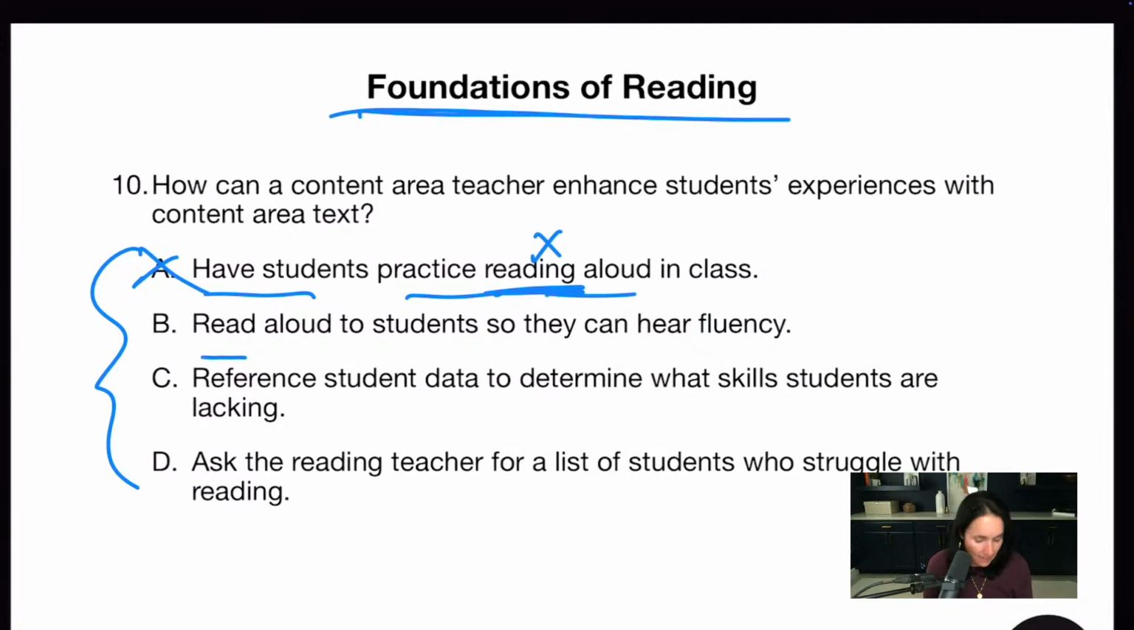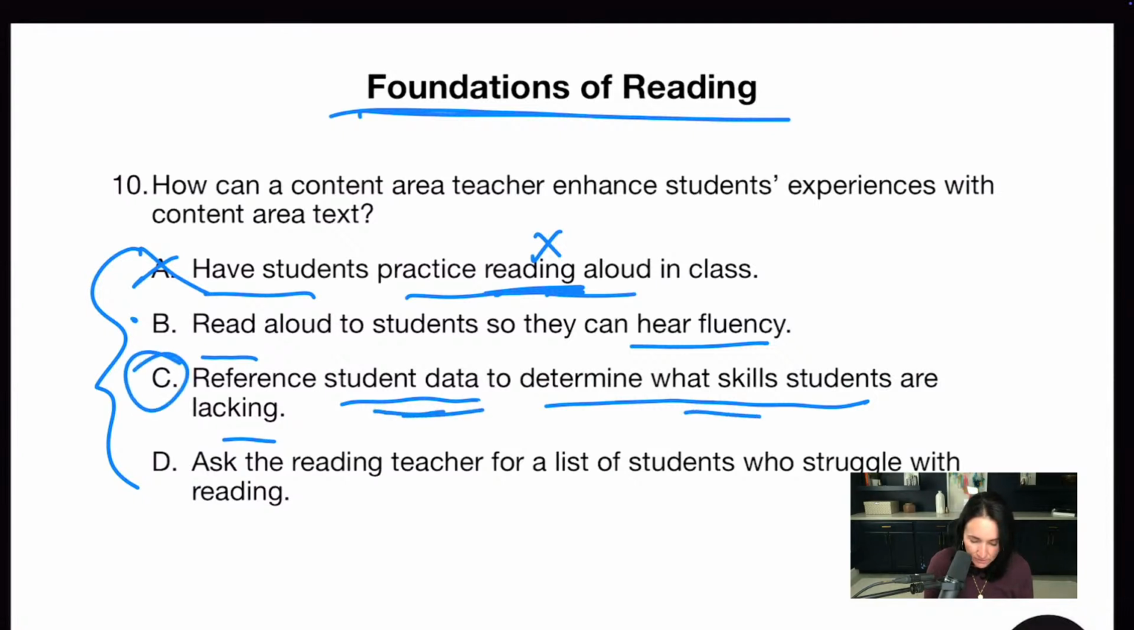B, read aloud to students so they can hear fluency. Okay, that's modeling. I like it. C, reference student data to determine what skills students are lacking. This one is the best all day. Referencing student data and figuring out what they're lacking, that's data-driven instruction. That's on the good words list. D, ask the reading teacher for a list of students who struggle with reading. Asking somebody else, let's see what the question says.